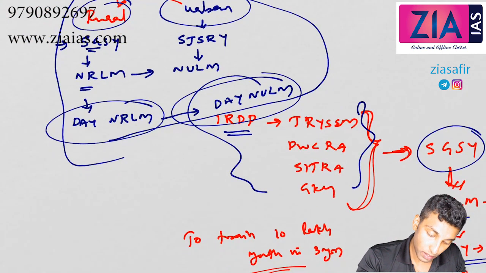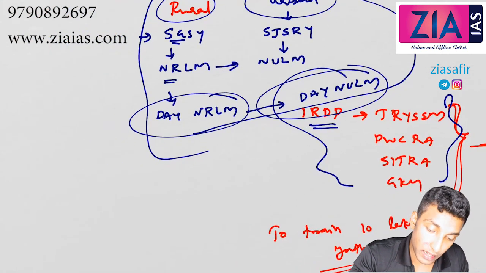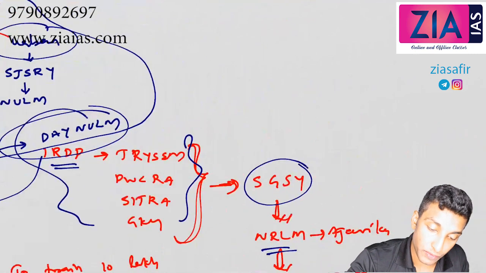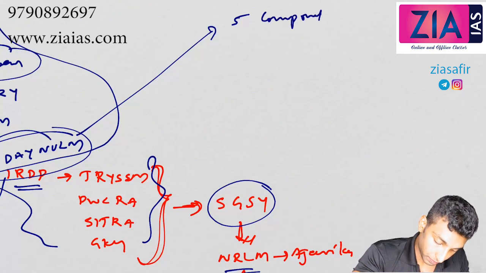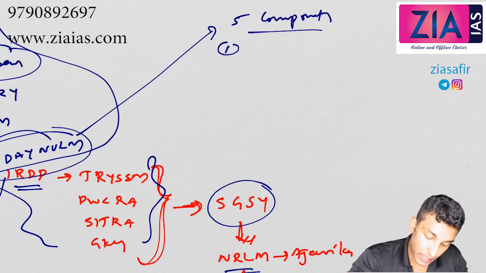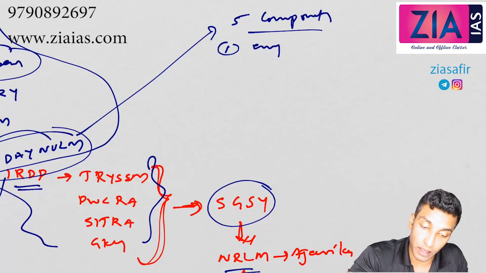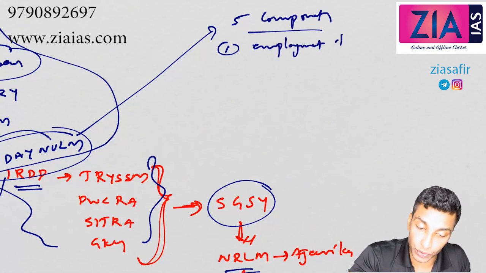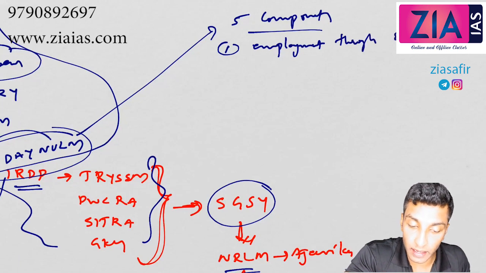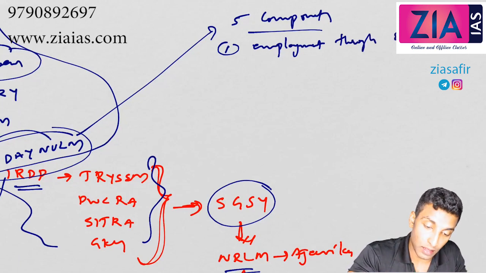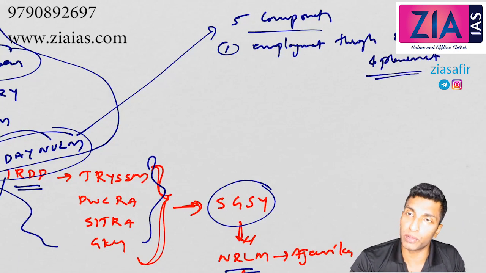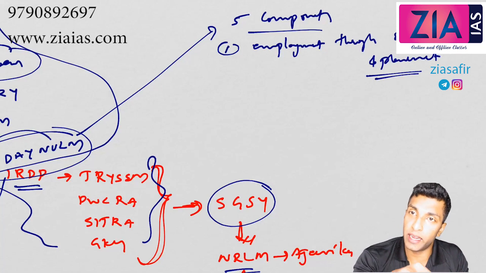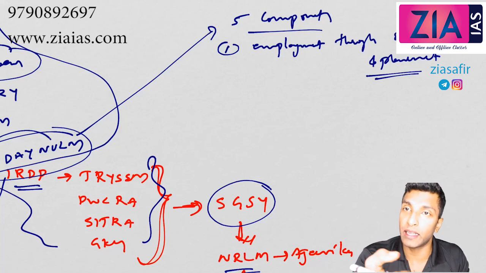Now if you see urban, there are 5 components. I'll discuss these 5 components. First of all, employment through skill training and placement. Here placement means wage employment. As I've told you, both wage employment and self-employment are there. Training will be given, finance will be given, then it will be self-employment. Here training and placement, that is wage employment.